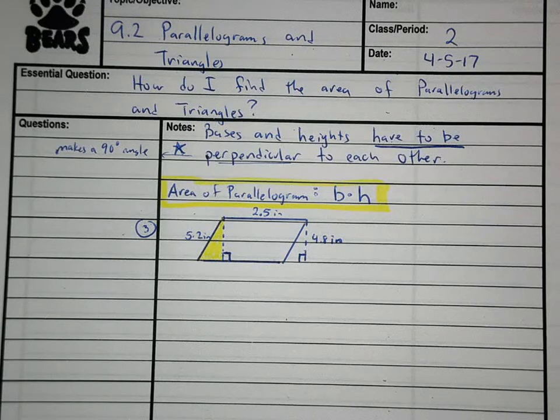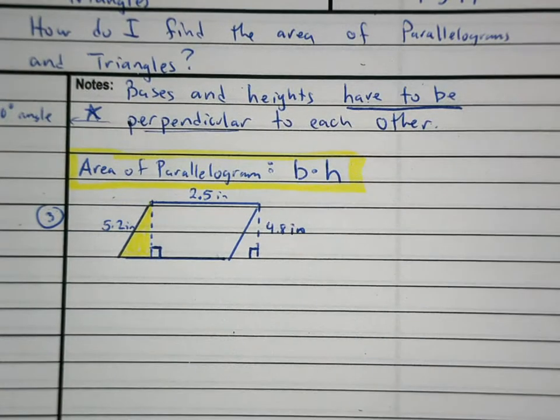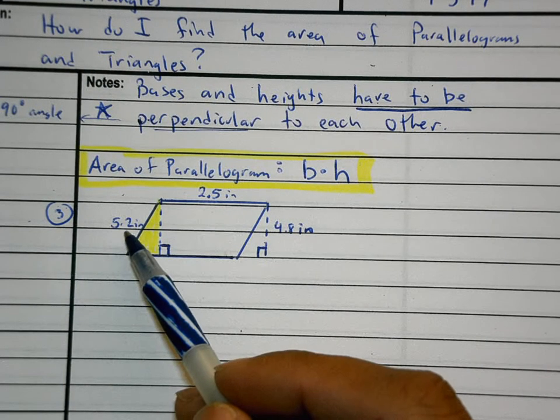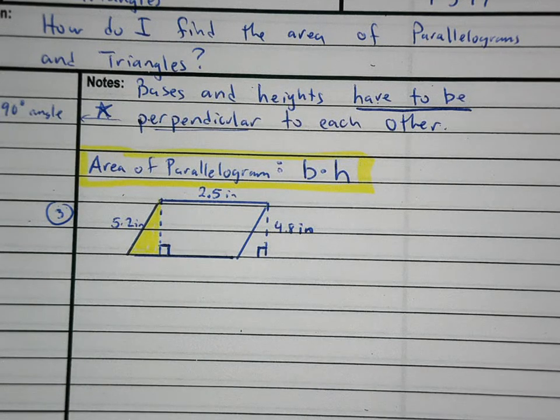Now, they have 3 different numbers here. I'll zoom in so you can see it a little bit better. There's a 5.2, there's a 2.5, and there's a 4.8. Earlier, I told you you need to make sure that your base and your height are perpendicular to each other. So on this whole worksheet, there is going to be information that you do not need. There are distractors there. A distractor is something that is there to trick you and take you away from the correct answer.